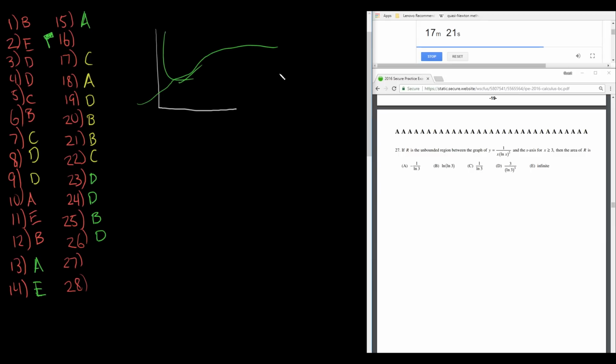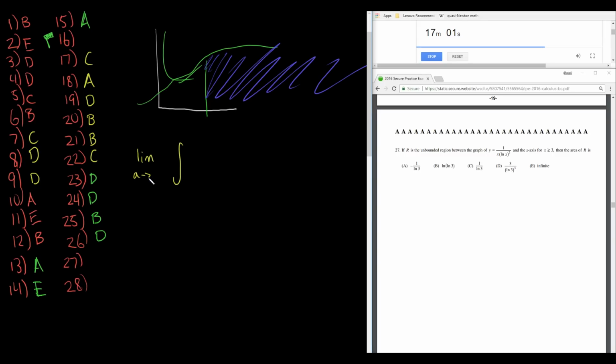And the x-axis for x greater than 3. Okay, so this is 3, and we're looking at the area greater than, all the way off to infinity, it looks like. All right, sure. I guess they do say unbounded. So let's calculate this out. We have the limit as a approaches infinity of the integral from 3 to a of 1 divided by x times the natural log of x, squared.